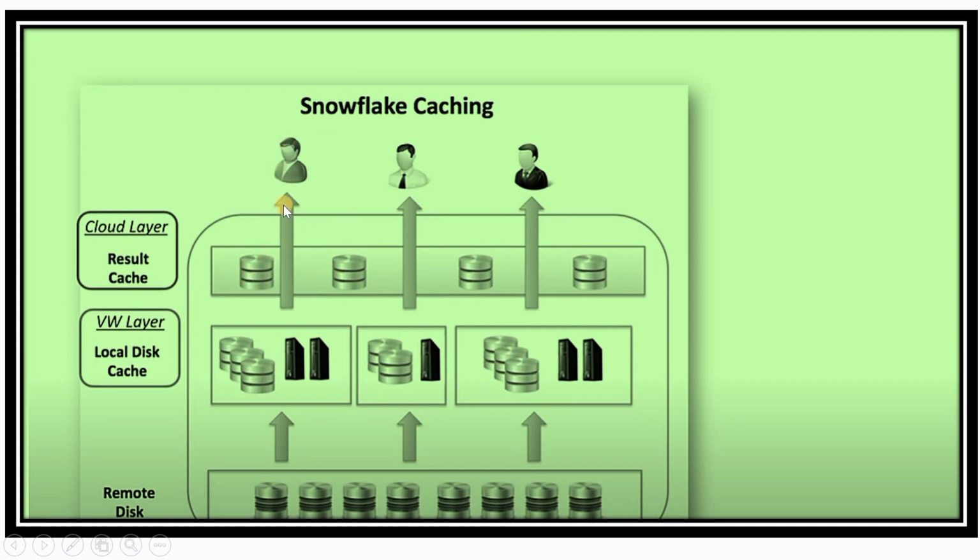Okay, suppose that the first time the user queries the data, it has taken 2 minutes to query and show the data to the user. Whenever the user fires the same query again, it will take only milliseconds, because the second time it will not move to the remote disk, it will just take the data from the results cache. Okay, so this is about the results cache.